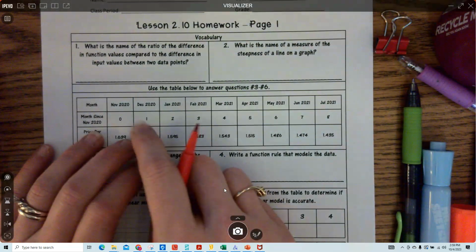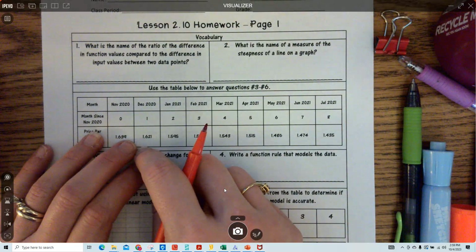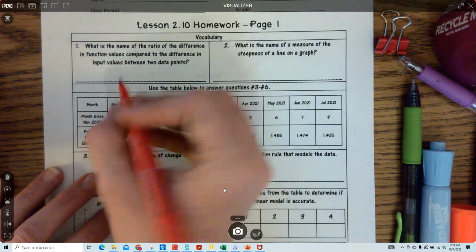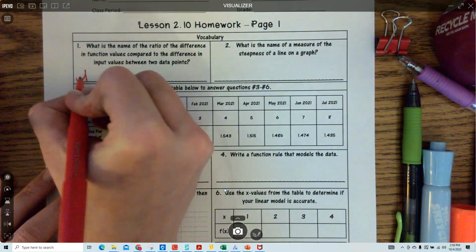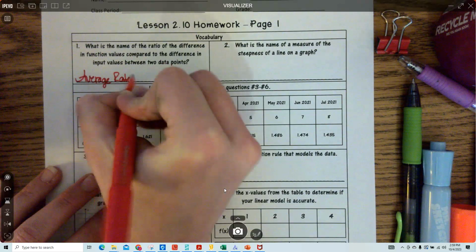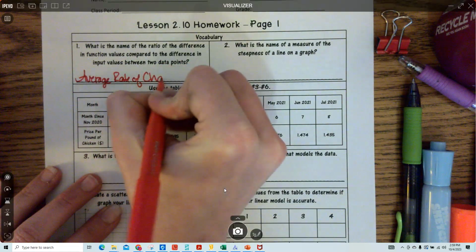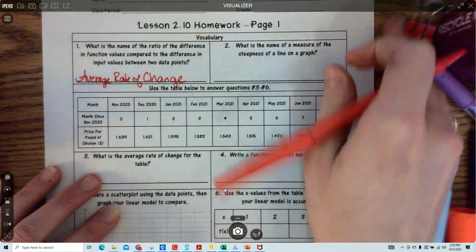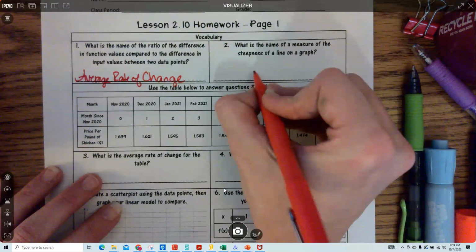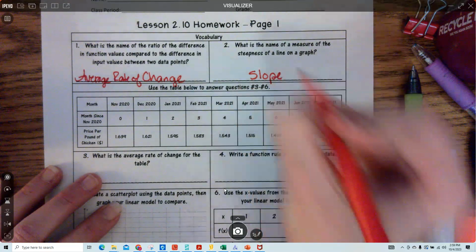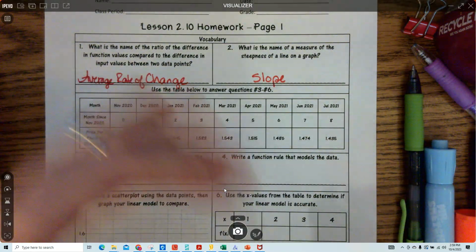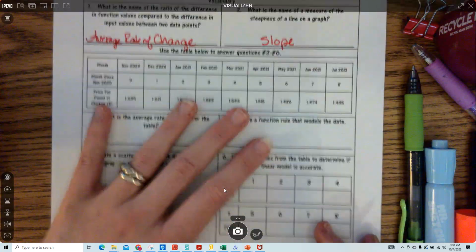Okay, so number one, what's the name of the ratio of the difference in function values compared to the difference in input values between two data points? So that's average rate of change. That's what we did the other day. And then what is the name of a measure of the steepness of a line on a graph? That's the slope. All right, so we're going to use this table to answer the bottom questions.